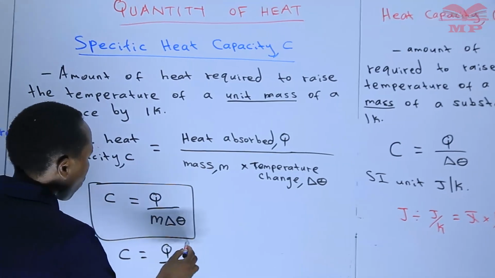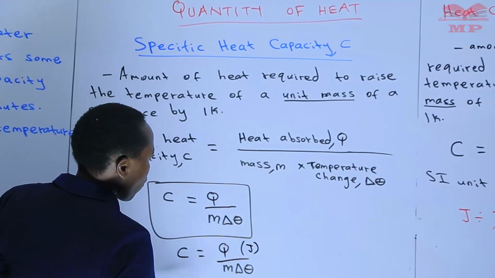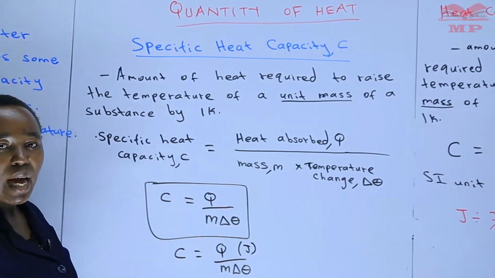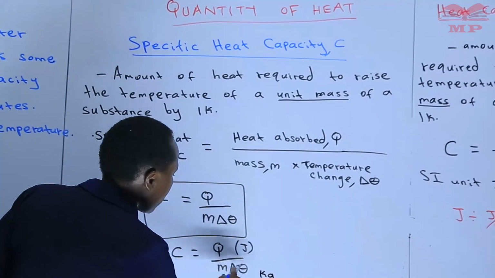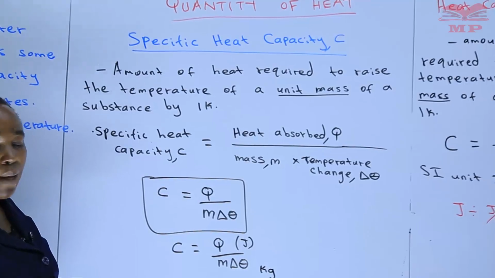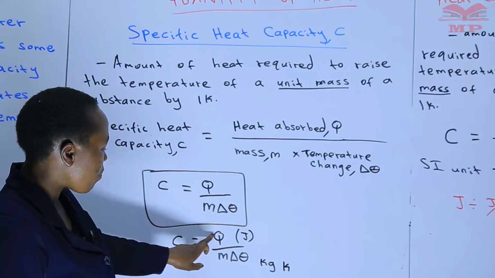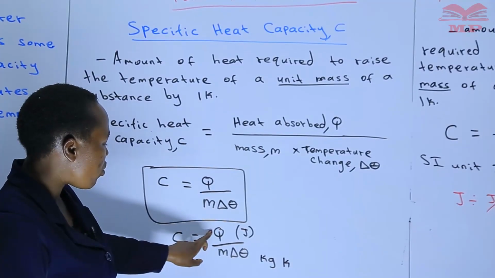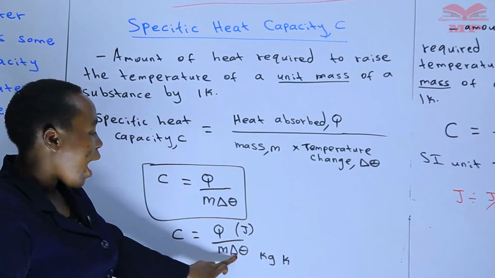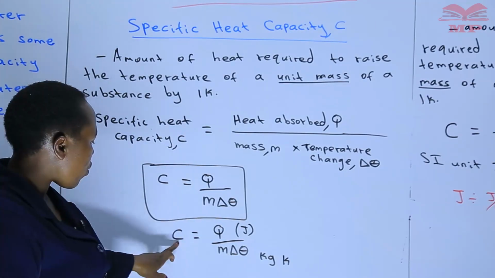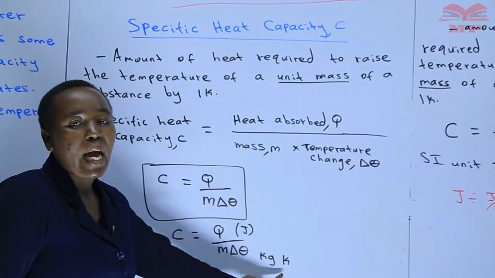We know the units for heat energy, joules. The unit for mass, what is the SI unit of mass? Kilogram. So we have here kilogram. And what is the SI unit now for our temperature? Kelvin. So we have Kelvin. And in this, it simply means we are dividing heat energy by mass. Then we divide it by the change in temperature. And therefore, the SI unit of specific heat capacity is joules per kilogram per Kelvin.